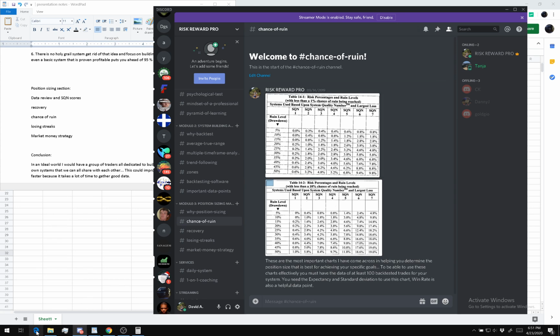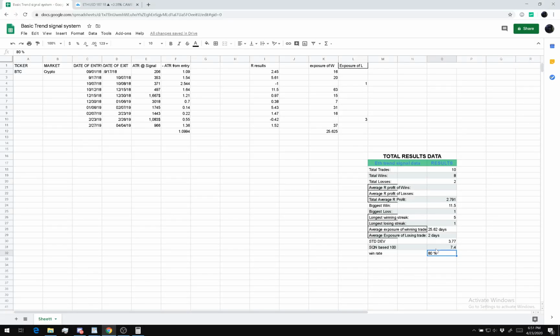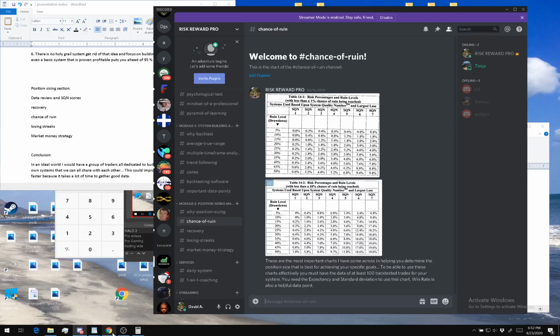So if we go back to our data set, we had an SQN score of 7.4. Now just keep in mind, your SQN score means nothing unless you have at least 100 trades. 10 trades is not enough. 20 trades is not enough. But a little bit of data is a lot better than no data at all. So I really encourage you to at least backtest 20, 30, 40 trades at bare minimum. 100 trades is okay, and then 3 or 400 or 500 trades is probably what you really want to be shooting for.